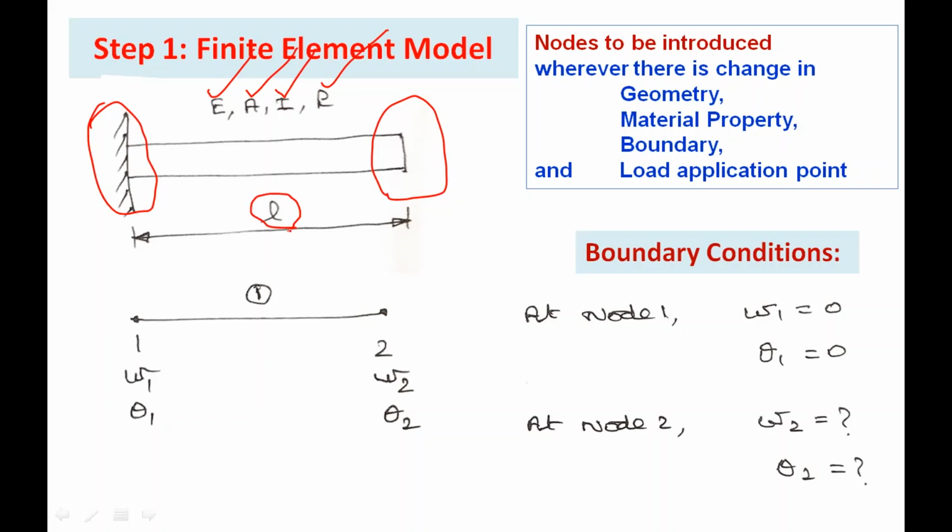Now to solve this cantilever beam problem, we have to make a finite element model. This is the finite element model. How many elements are we going to use? As per the thumb rule, we use only one element for solving this full cantilever beam problem, because throughout the length there is no change in geometry or material property. So we assume nodes only at the boundaries: at the fixed end, node 1, and at the free end, node 2. So we can solve this problem using only one element.